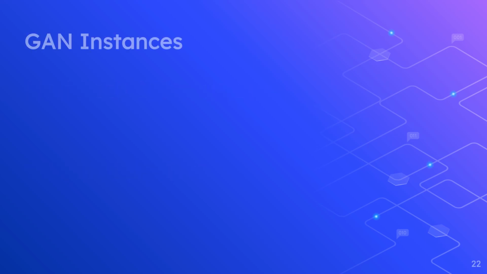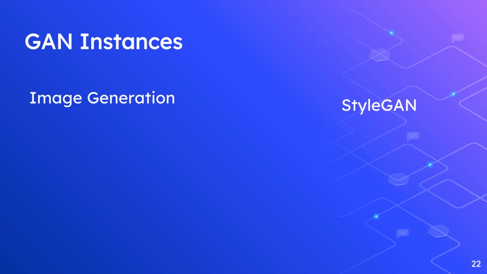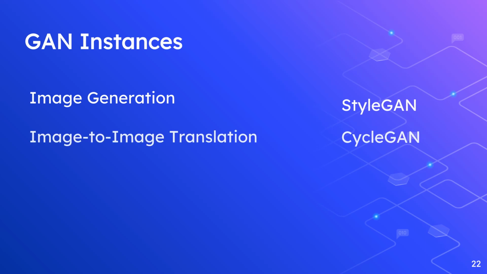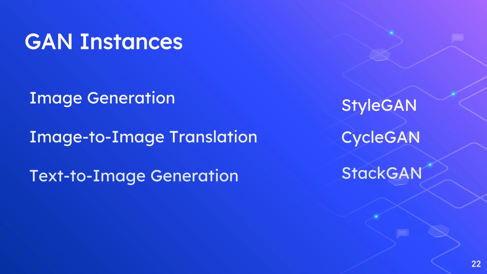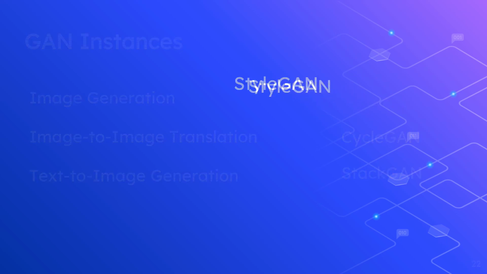We'll be going over 3 main examples for GANs today. We'll be going over the StyleGAN for image generation, the CycleGAN for image-to-image translation, and the StackGAN for text-to-image generation.